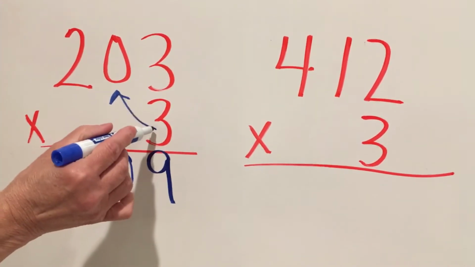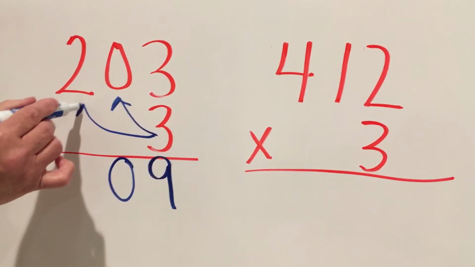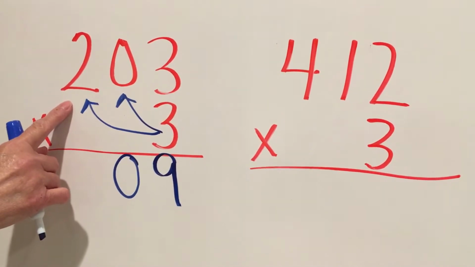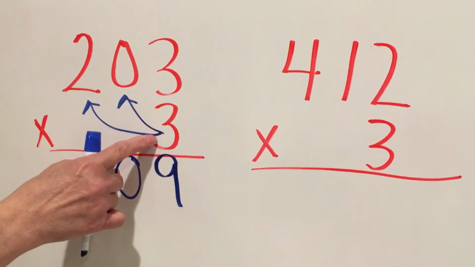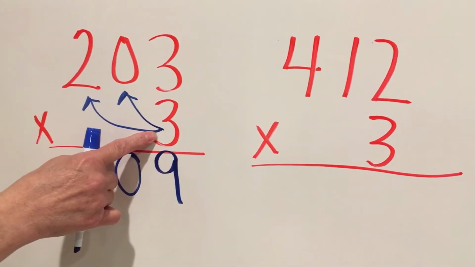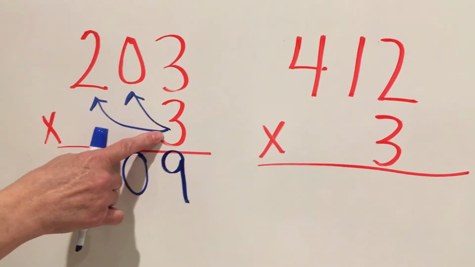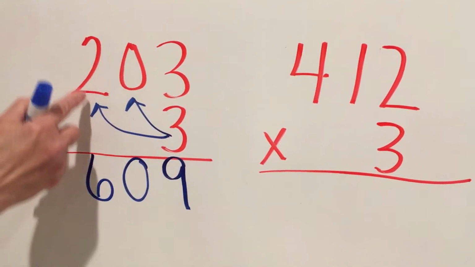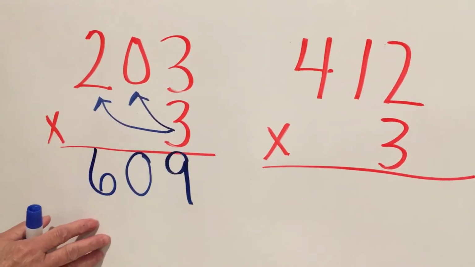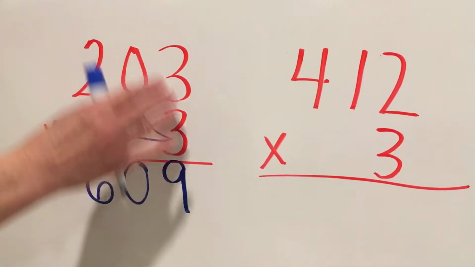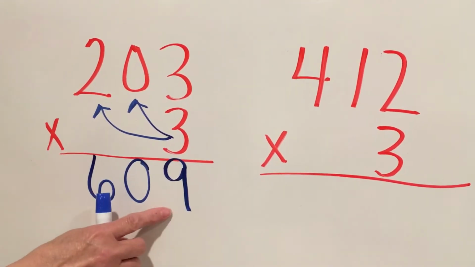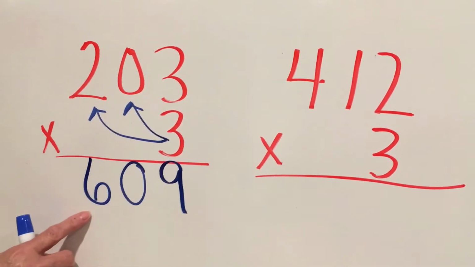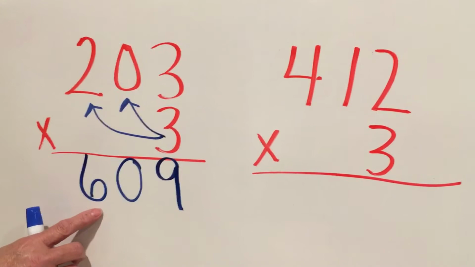The 0 is finished. Now I'm going to take my 3 and I'm going to multiply it by 2. That means 2 plus 2 plus 2. The number 2 is written 3 times. 2 plus 2 plus 2 equals 6. My answer is 6. I'm going to put it directly underneath the 2 to make a nice straight column, and the answer is 609. Now in multiplication such as this, 609 is the answer, but the math word that we use for the answer is the word product. The product is 609.